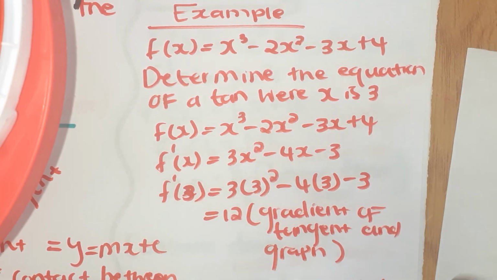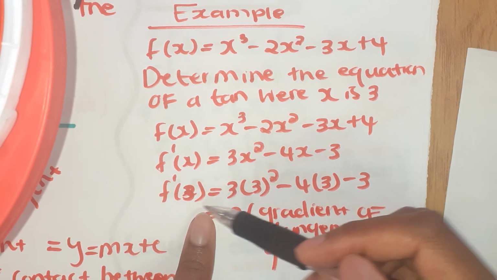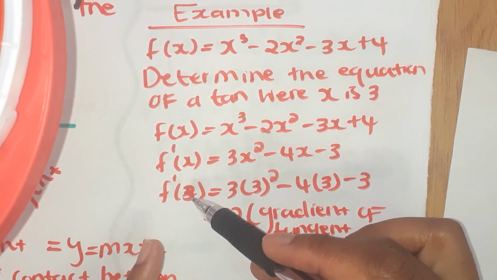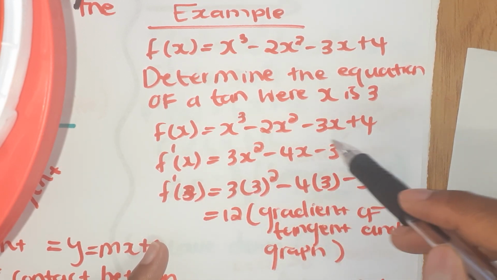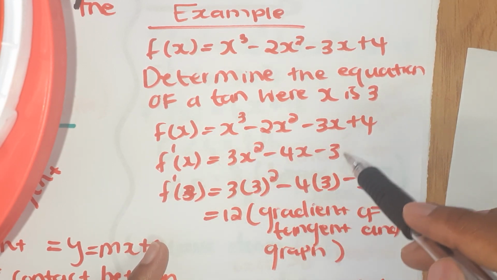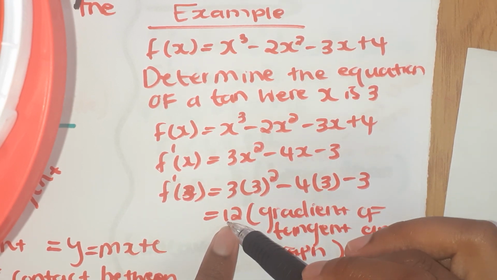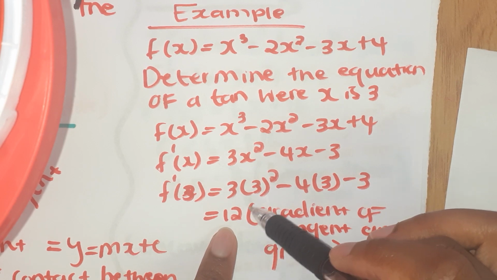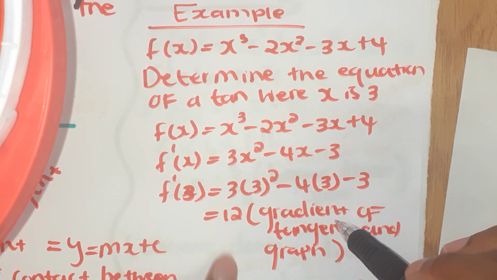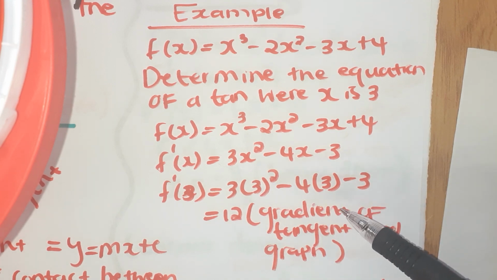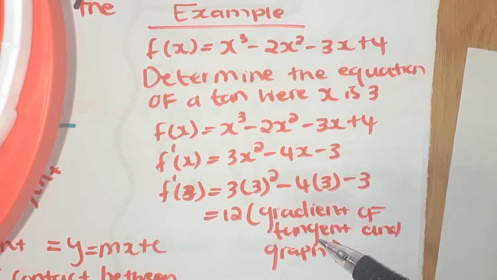So we are going to substitute 3 into this equation, because we're going to substitute x in this gradient. Substitute 3 to see what the value of the gradient is. So the gradient is 12, where the value of x is 3 on this graph, right? So this 12 will also be the gradient of the tangent.